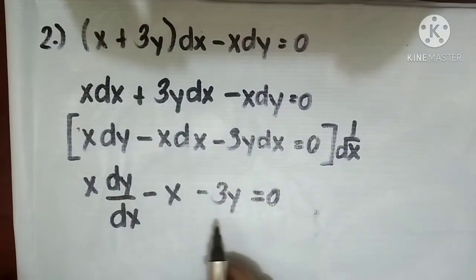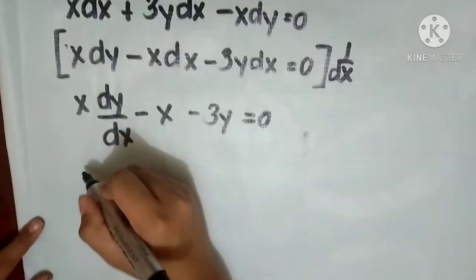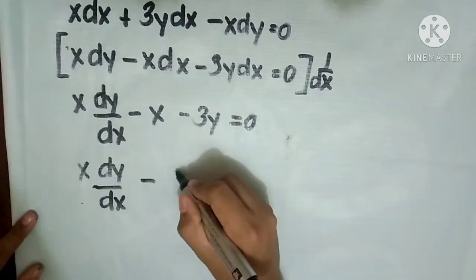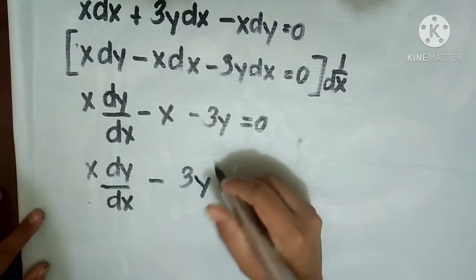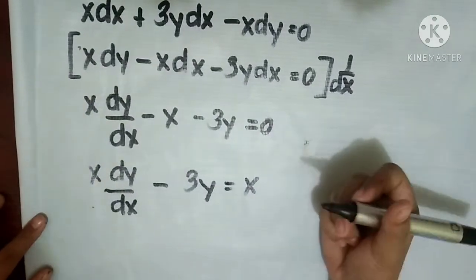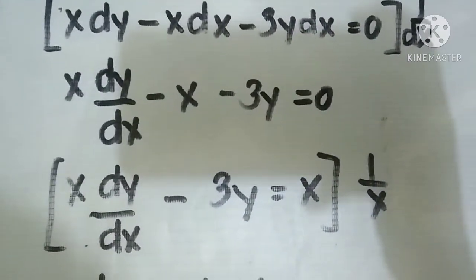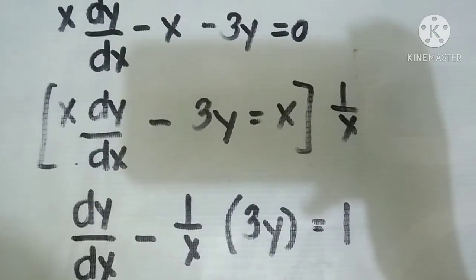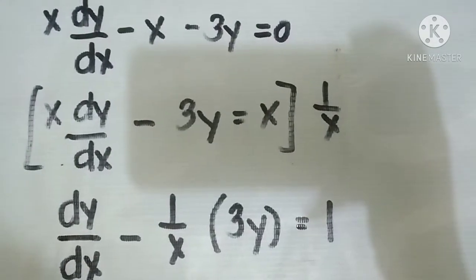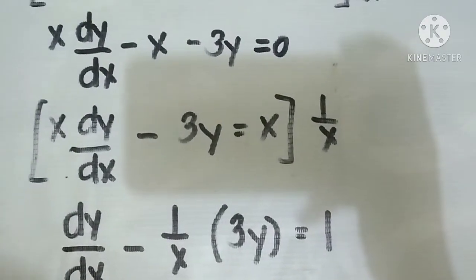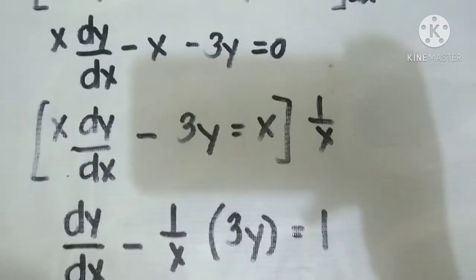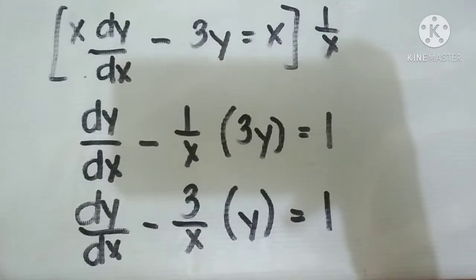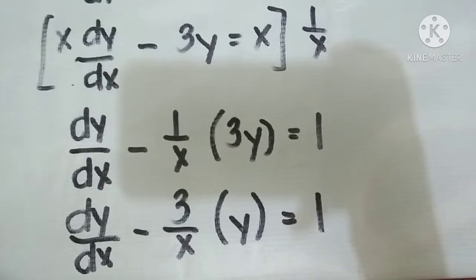We will then move x to the other side. We then have x dy over dx minus 3y equals x. So we will divide this now by x. We will have dy over dx minus 1 over x times 3y equals 1. In the form linear in y, we have to isolate y alone. So we will then have dy over dx minus 3 over x times y equals 1.